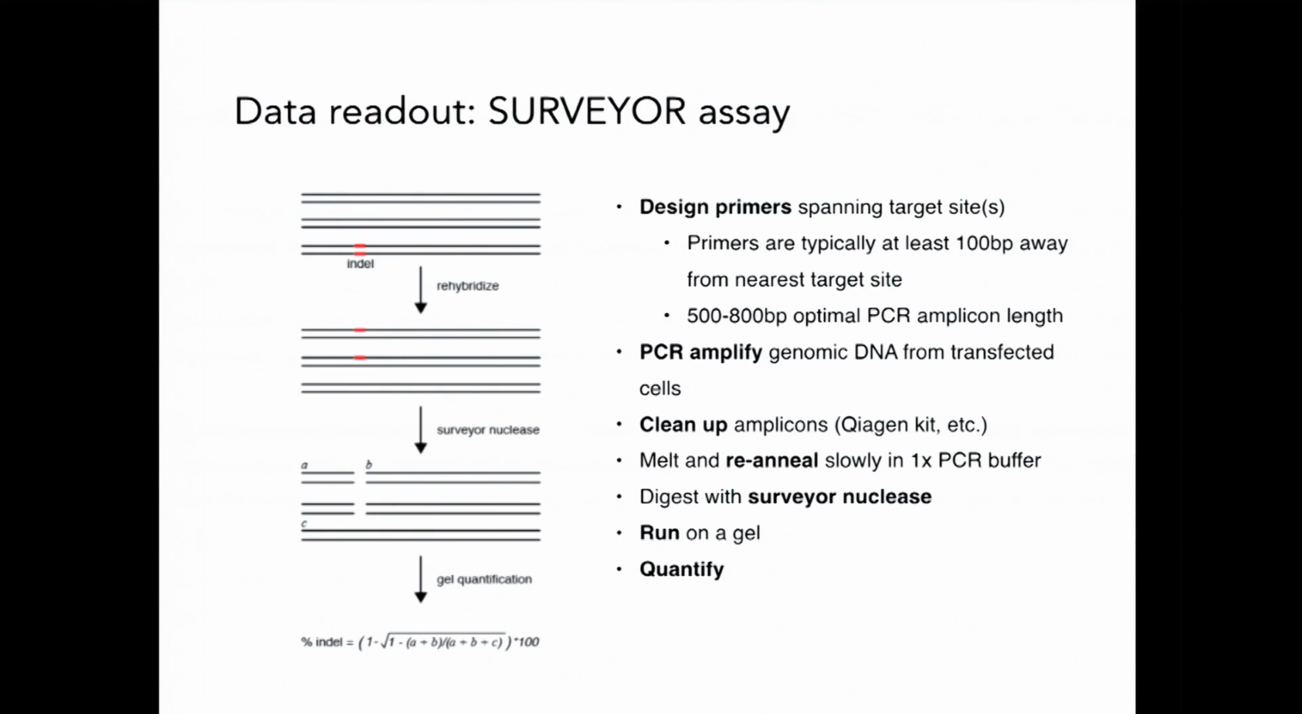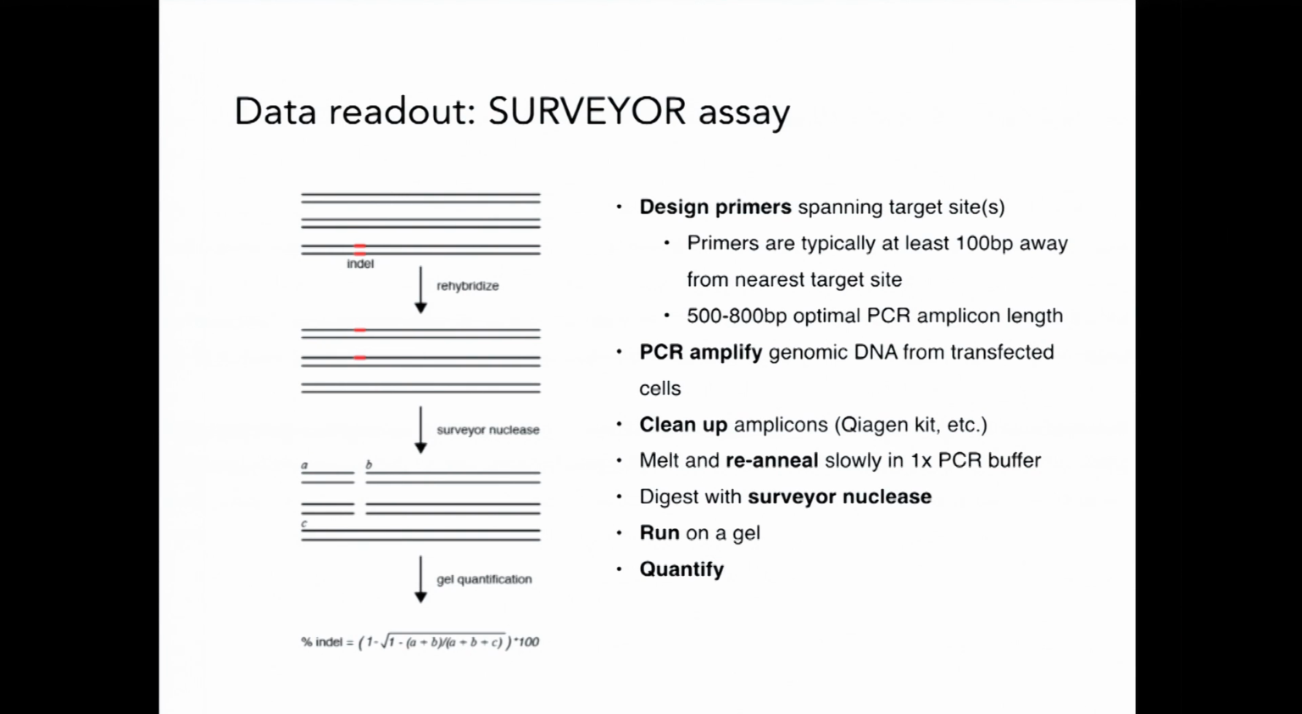Let me go into a little bit more detail. After transfection, you isolate your genomic DNA and design primers spanning the target sites. We recommend between 500 and 800 base pairs. That's just based on what works best in our lab. Then you PCR amplify this genomic DNA, and it's important that you clean these up, and you can use a QIAGEN kit, for example. And then this is the key part of the assay.